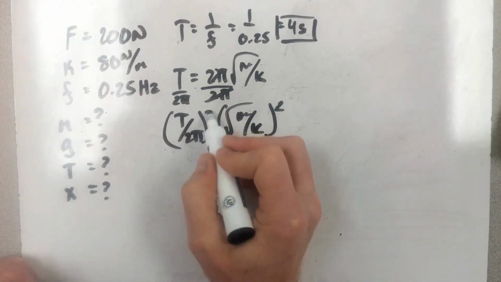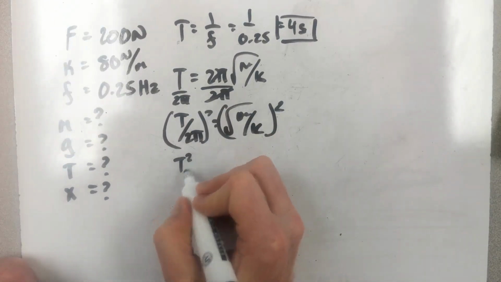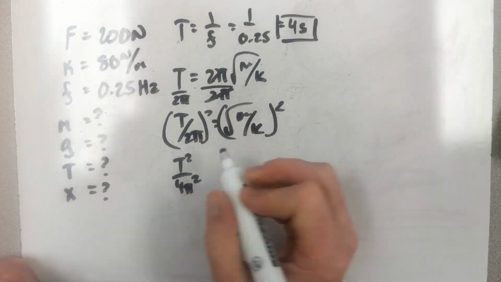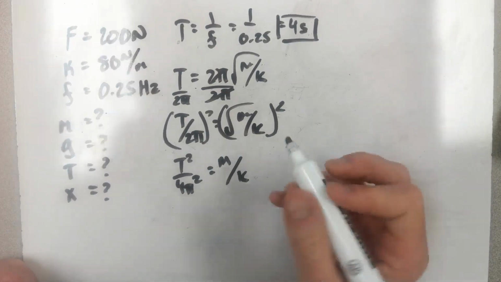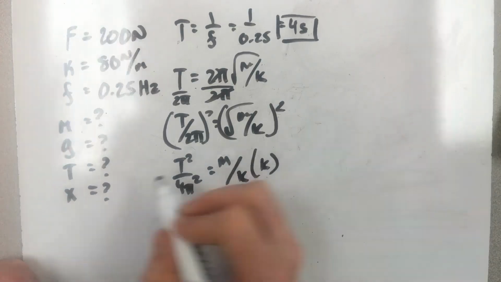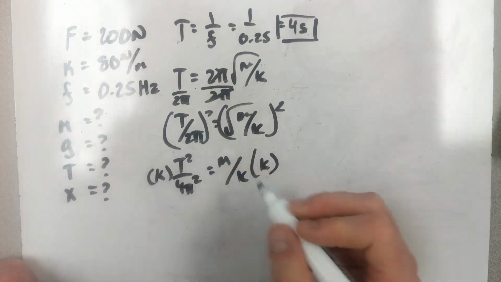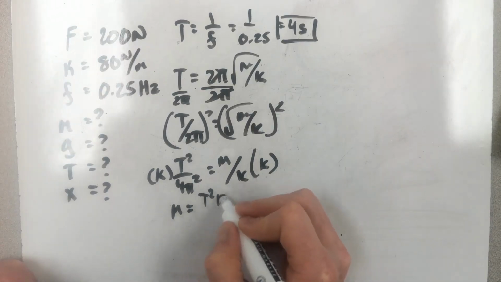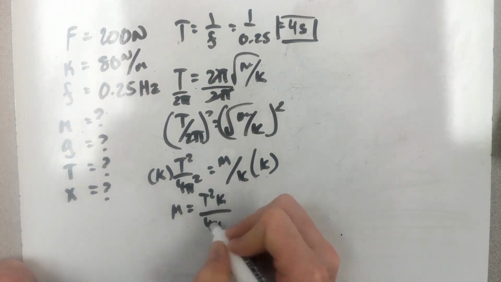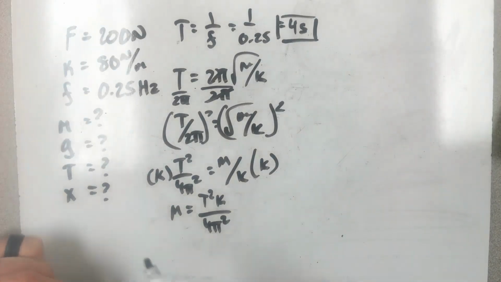So T over 2 pi equals the square root of M over K. Square root both sides. We have T squared over 4 pi squared equals M over K. And now we can multiply both sides by K. So M is equal to T squared K over 4 pi squared. Feel free to correct any mistakes you see, but I think we're good.